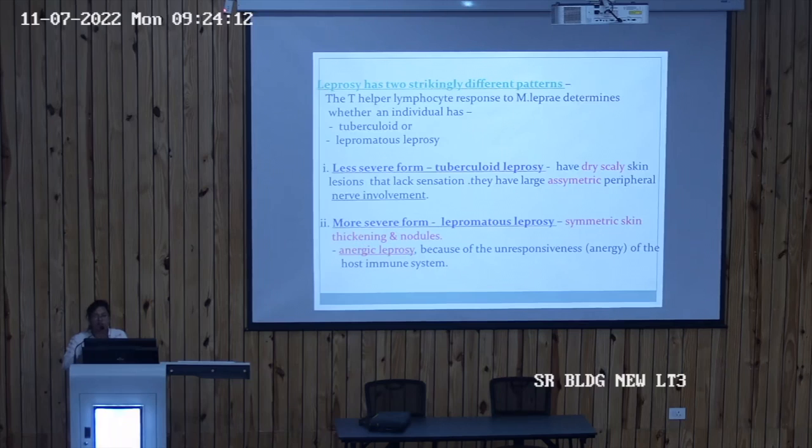And in lepromatous leprosy, there is a poor immune response of the person towards the organism. It is the more severe form. The macrophages cannot contain the bacilli properly. So symmetric skin thickening and nodules are seen in lepromatous leprosy. It is also called anergic leprosy because of the unresponsiveness of the host immune system. The host immune system cannot combat the bacteria.